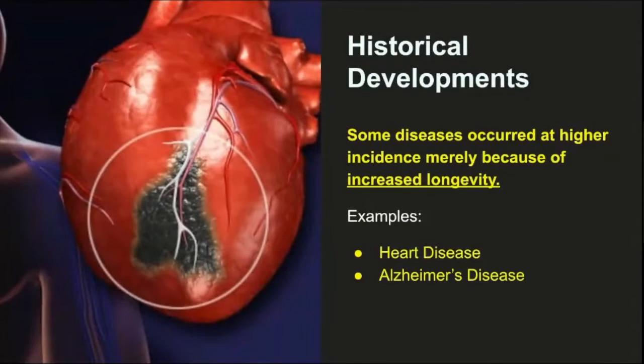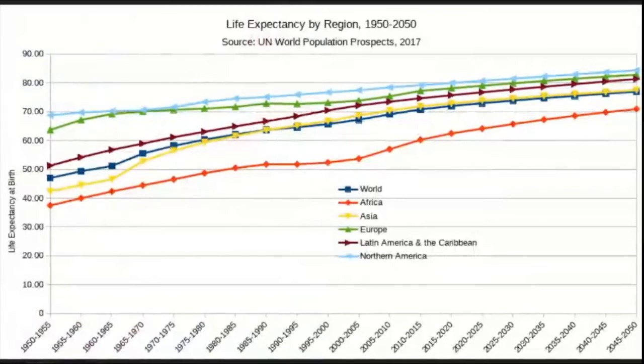Now let's take a look at some diseases that occur at a higher incidence merely because of increased longevity. You live longer because the country you live in has a strong government system with strong social programs, a strong medical system, strong infrastructure, and a strong economy. For all of those reasons, you have arguably a longer period of life, increased longevity. So what are the problems? Heart disease and Alzheimer's disease as you get older.